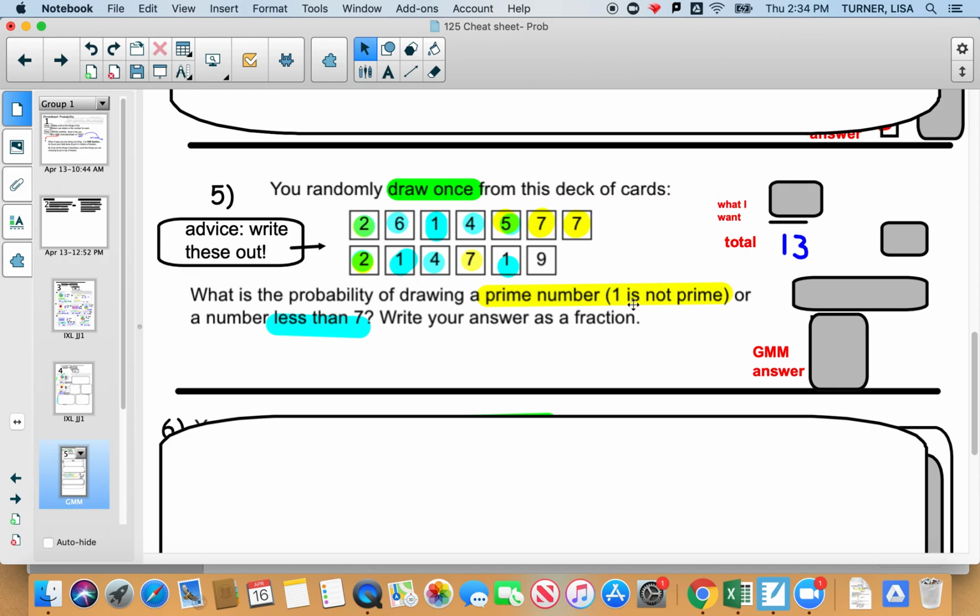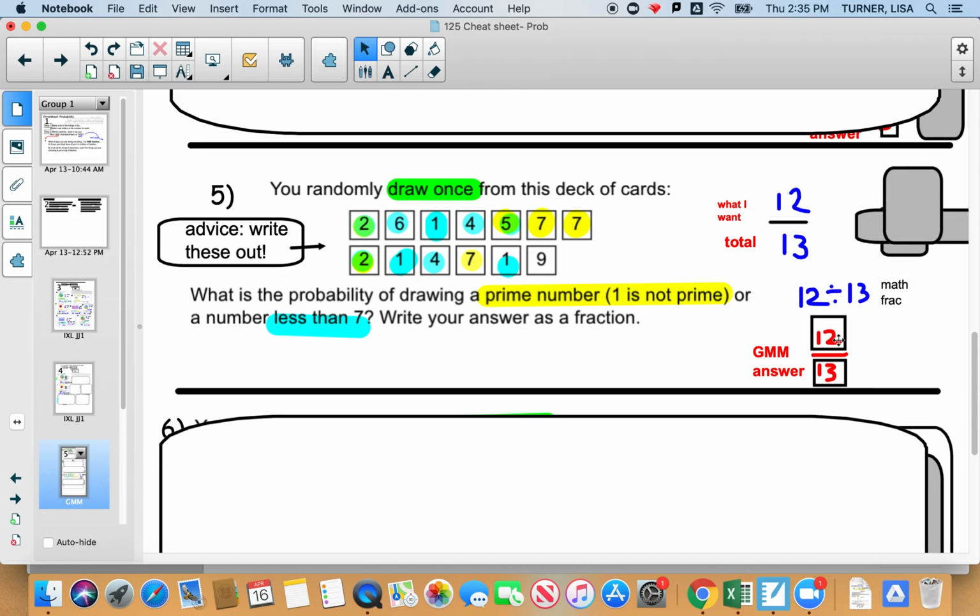And so what do I want? Anything that is prime or a number less than 7. I want any of those. I need that in my numerator. And so really, if I count up everything just once that has been marked, that has some sort of marking, I have how many out of the 13? I have 12 out of 13. And I know it seems silly, but I want to make sure it doesn't reduce. I don't think it does. 12 divided by 13, math frac. It does not reduce. And so my GMM answer is 12 over 13.